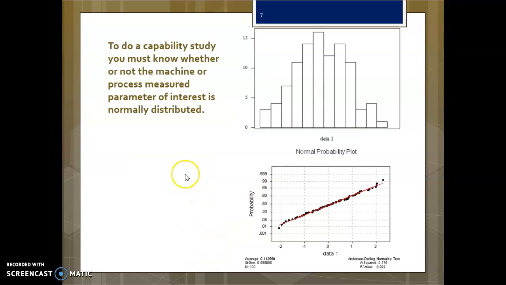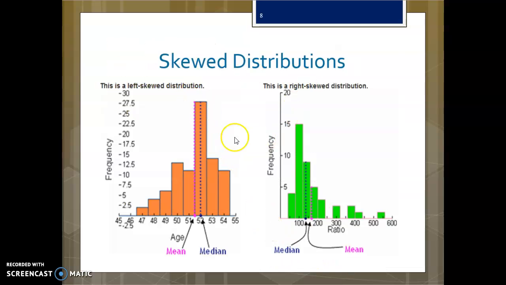All right, to do a capability study, you must know whether or not the machine or the process measured parameter of interest is normally distributed. So that's what you need to find out here. So here you can see that it is normal. This is a normal probability plot here, okay? So this is your histogram and then the probability plot, all right? That shows it.